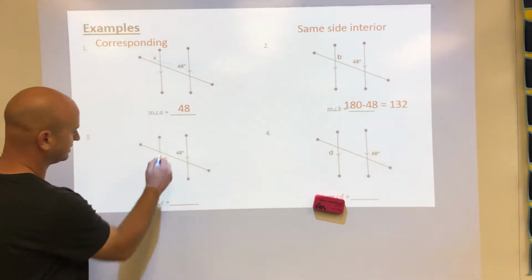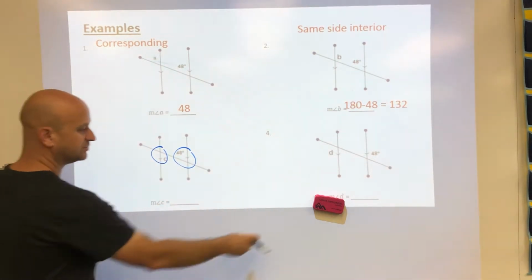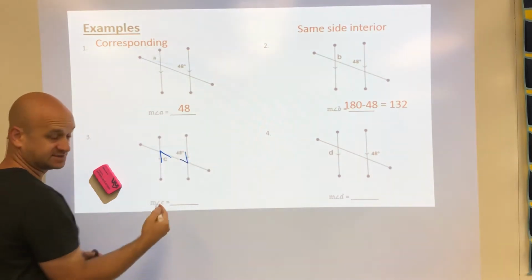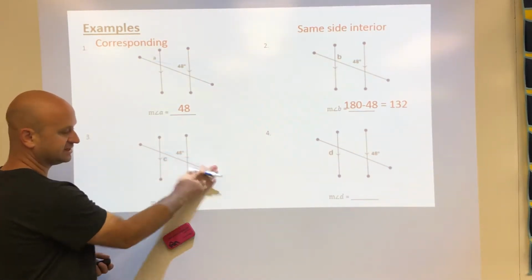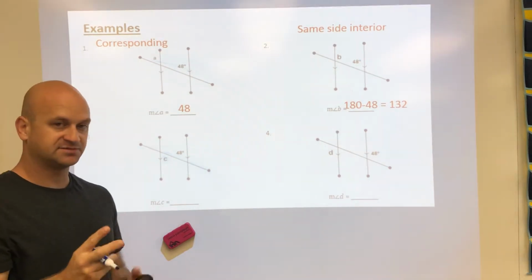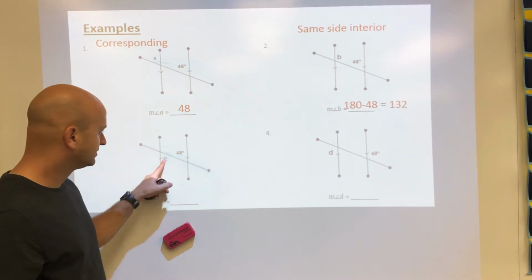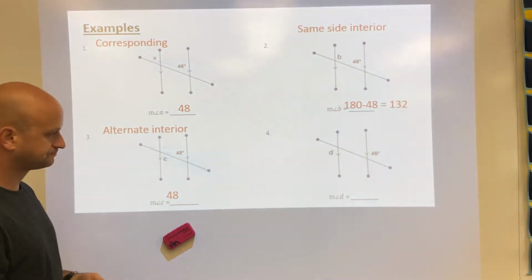All right, down here we look. If we do the circle test, we notice that they're not at the same seat, so we know that they're not going to be corresponding. We know that they are the same size, so we know they're going to be congruent. And because they're both inside, there's only 2 types of inside. There's same side and there's alternate interior. And so this is going to be an alternate interior, and the answer will be 48.